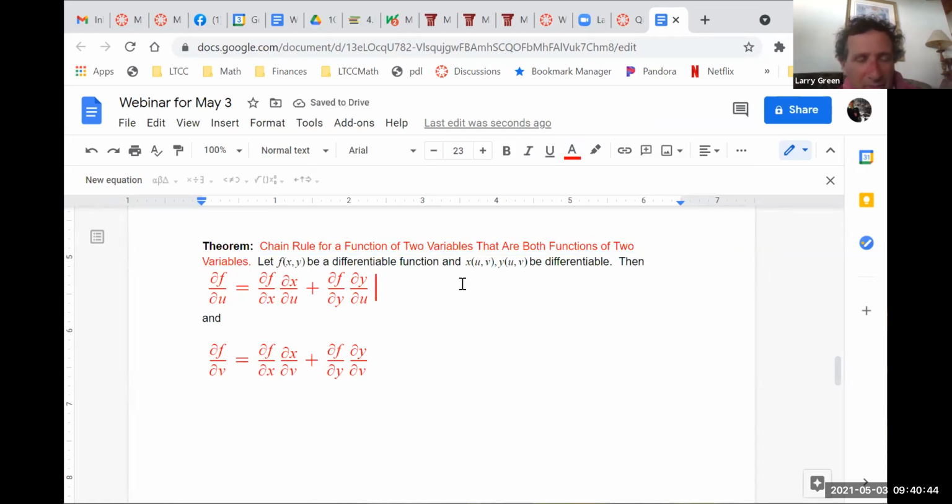And here's what it says. Let f of x, y be a differentiable function, and let x of u, v comma y of u, v also be differentiable functions. Okay, so we're kind of going from the variables x, y to the variables u, v. Then here it goes. And the nice thing is it's really similar to what we did. Now there won't be any d's because nothing's a function of one variable. There are no functions of one variable for this kind of thing.